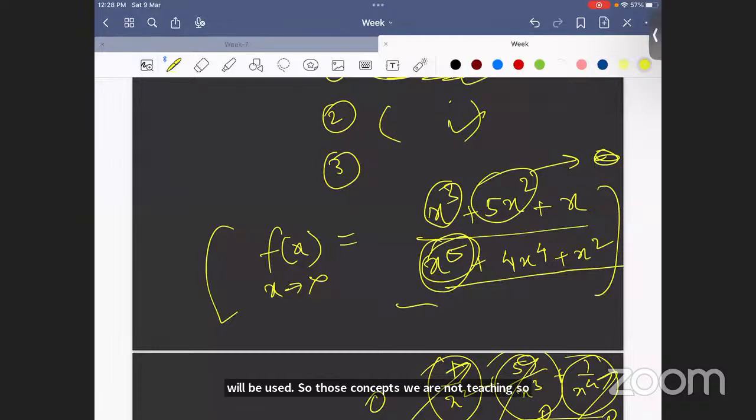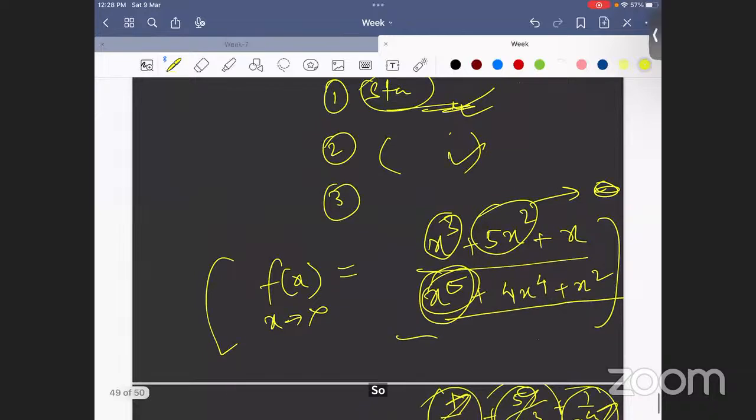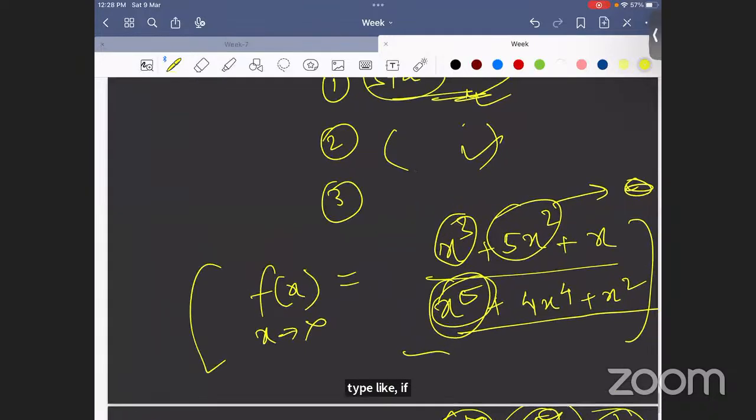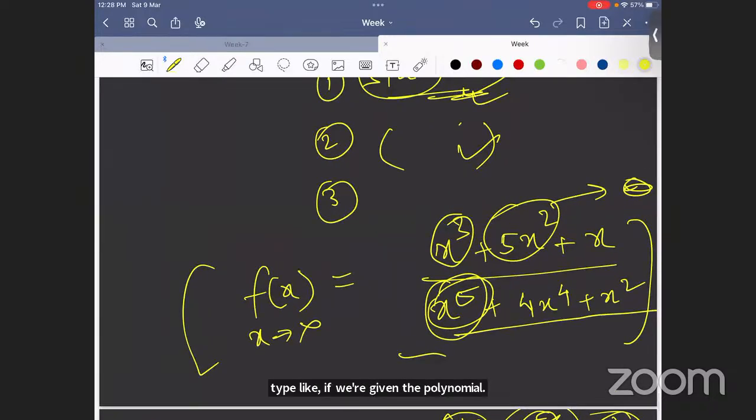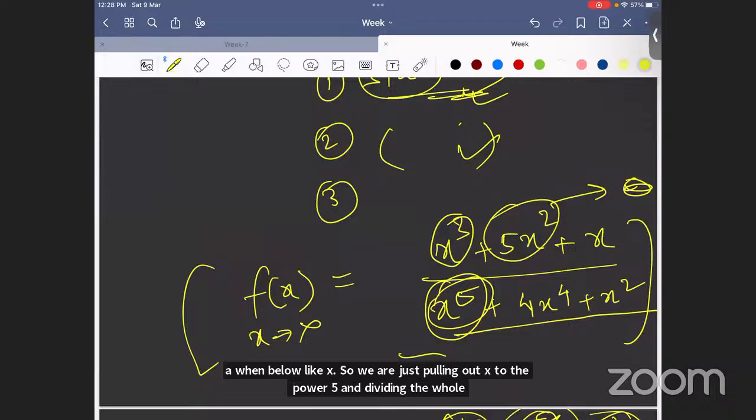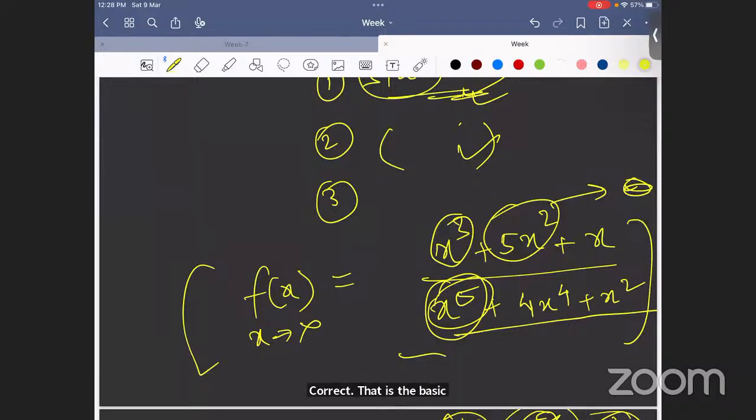Sir, one question here. So here, if we are given polynomial functions above and below, like x cube plus something, we are just pulling out x to the power 5 and dividing the whole thing. Correct, that's the basic approach, the first approach that you should be using. Is it applicable to any limit? Yes, you can use it for any such limit.